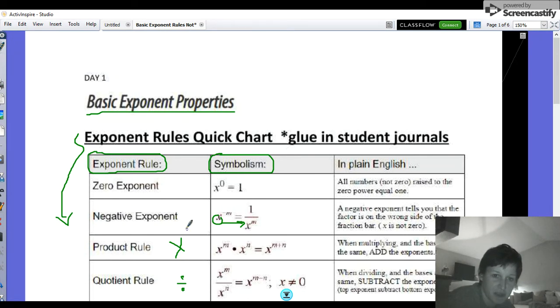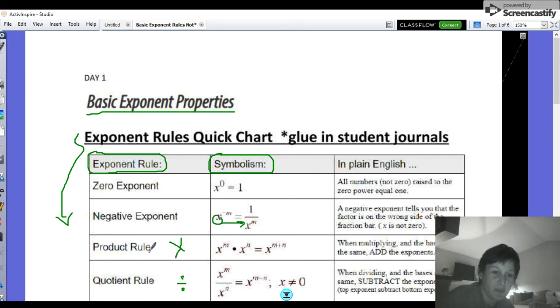Negative exponents. We don't like to be negative, so if we have x to a negative exponent, what we need to do is do the reciprocal. Since this is technically x over 1, we need to flip that to 1 over x. And now our exponent can be positive. And we all want to be positive.